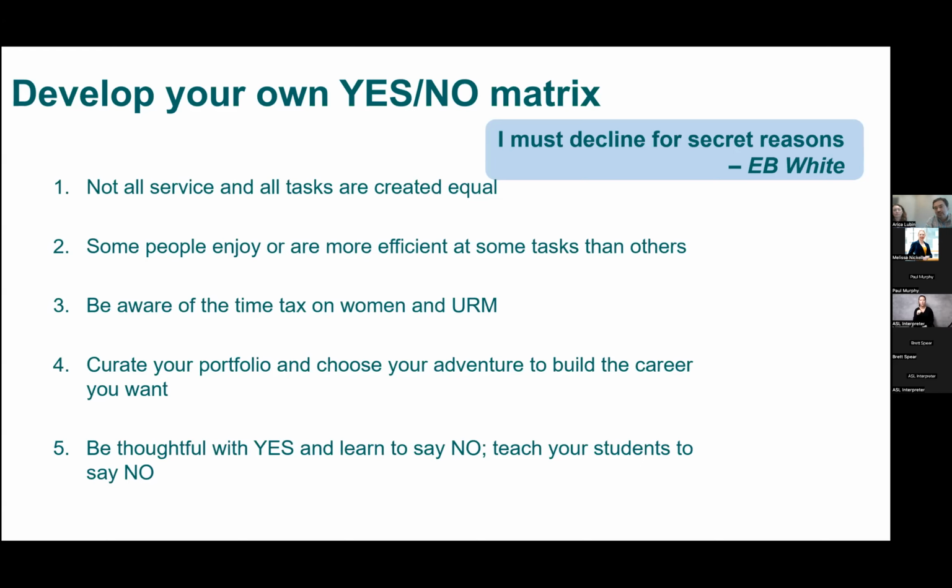And so what we want you to think about is, as you develop this, be very thoughtful of the things that you say yes to and learn how to say no. But the other thing that is important is you should use this as another opportunity to teach your students how to say no. And this will then allow you to better mentor them, but also align their goals with your goals and increase your time management.